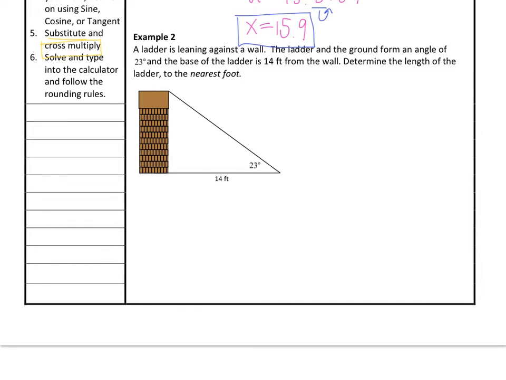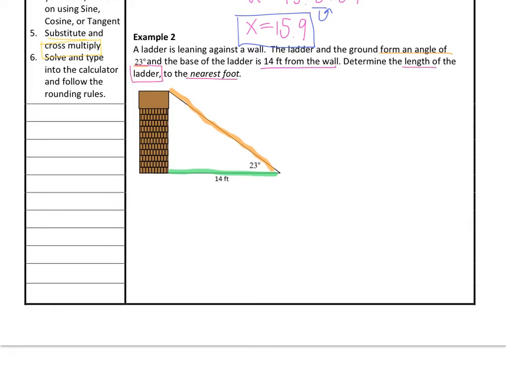So it says here, a ladder is leaning against a wall. The ladder and the ground form an angle of 23 degrees. So between the ladder, which my ladder is right here, and the ground, here's the ground, we have our 23-degree angle. It says the base of the ladder is 14 feet from the wall, hence where the 14 is. Determine the length of the ladder to the nearest foot.